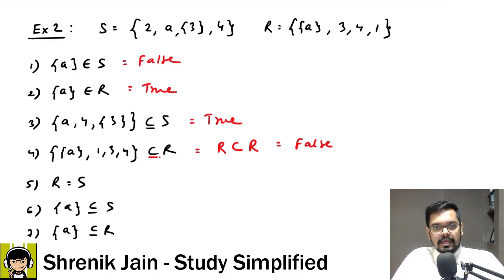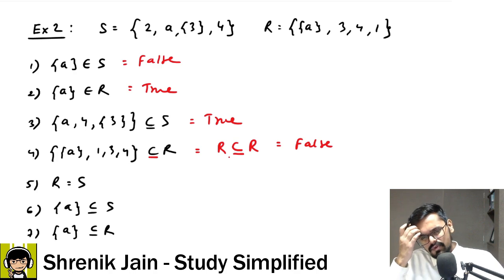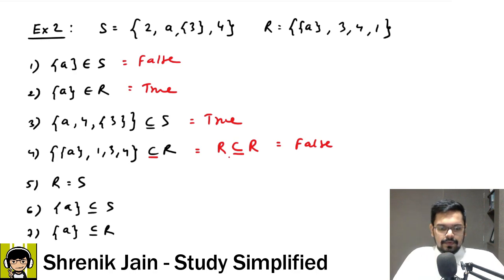If they were saying that it is a subset, then yes, every set is a subset of itself. We have no issue. Then we would say it is true. But here it is false. Understood why this is false.